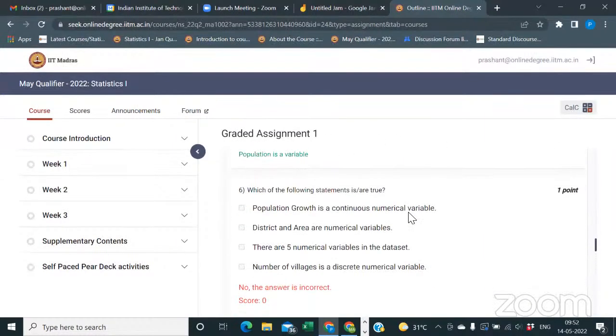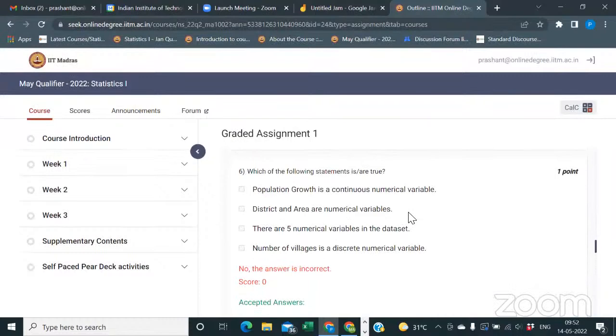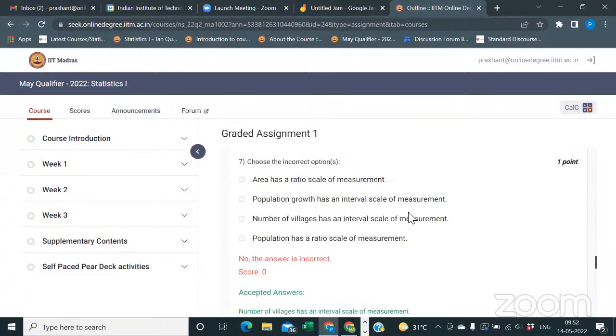And the second one that I got. Okay. Yes, sir. And in question number 7, sir, population has a ratio scale of measurement. There was some opinion that population has a ratio scale of measurement. I didn't think this was right, but I thought I may be going wrong. I marked it anyway. It went wrong. So I am slightly confused with the concept of ratio scale of measurement. How is that to be assessed? Whether there's a ratio scale of measurement in a stat or not?